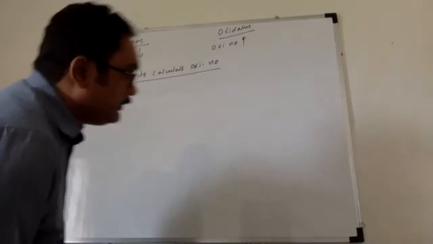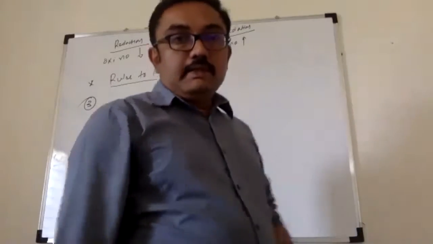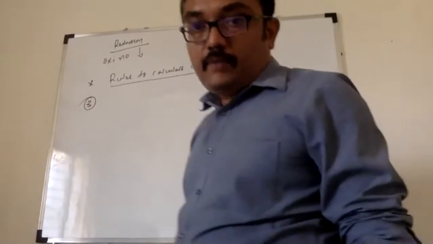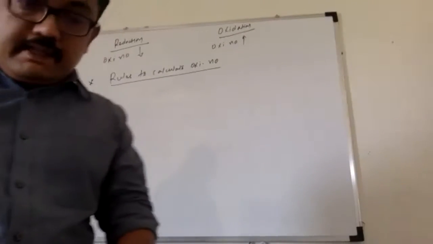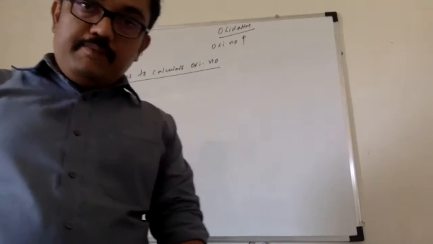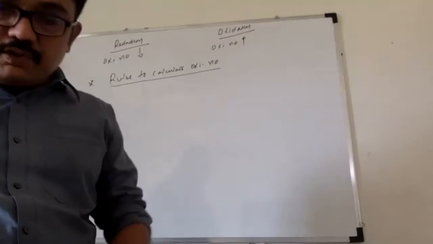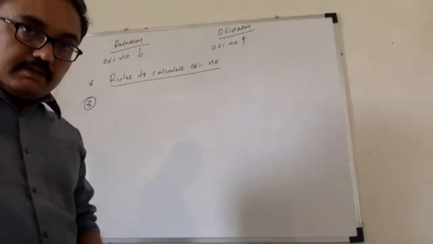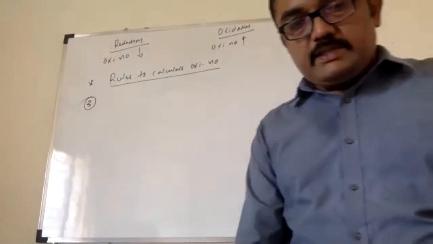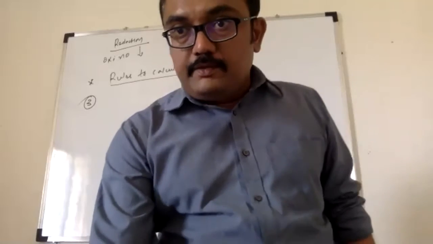Rule number 3. Then write down rule number 3. The sum of the oxidation numbers of all the atoms in a compound equals whatever charge is on the molecule. If there is no charge on the molecule, if the molecule is neutral, it is 0. And if there is a charge on the molecule, it is equal to whatever the charge is. So the sum of oxidation numbers of all atoms is equal to whatever charge is on the molecule, and 0 in case of neutral.